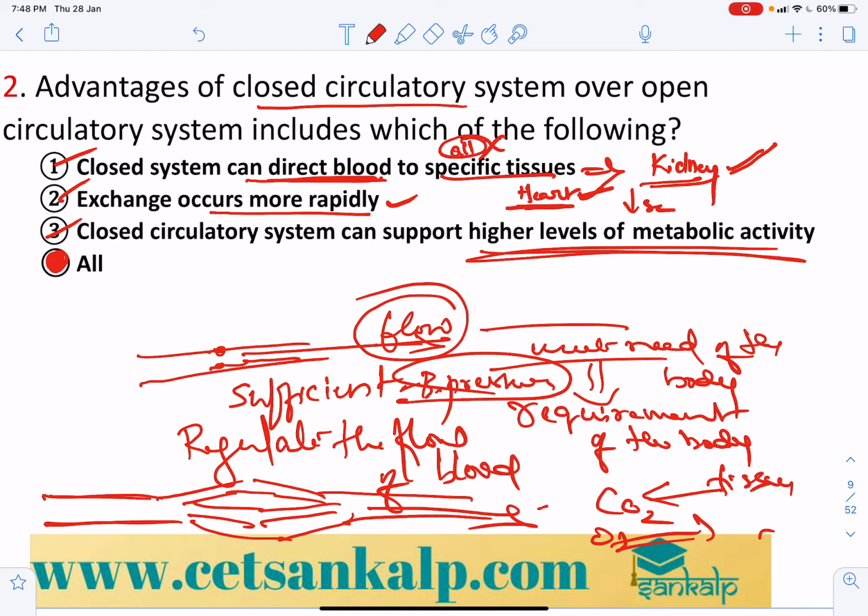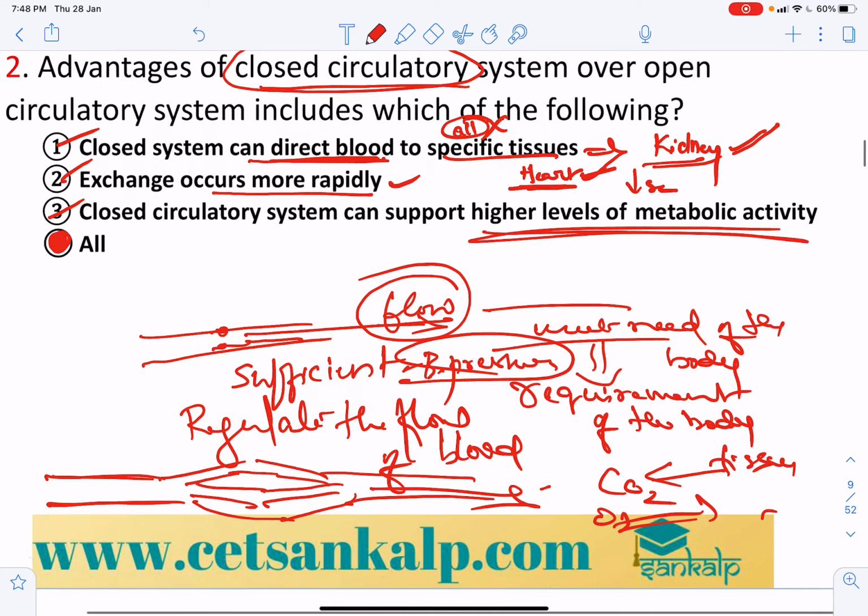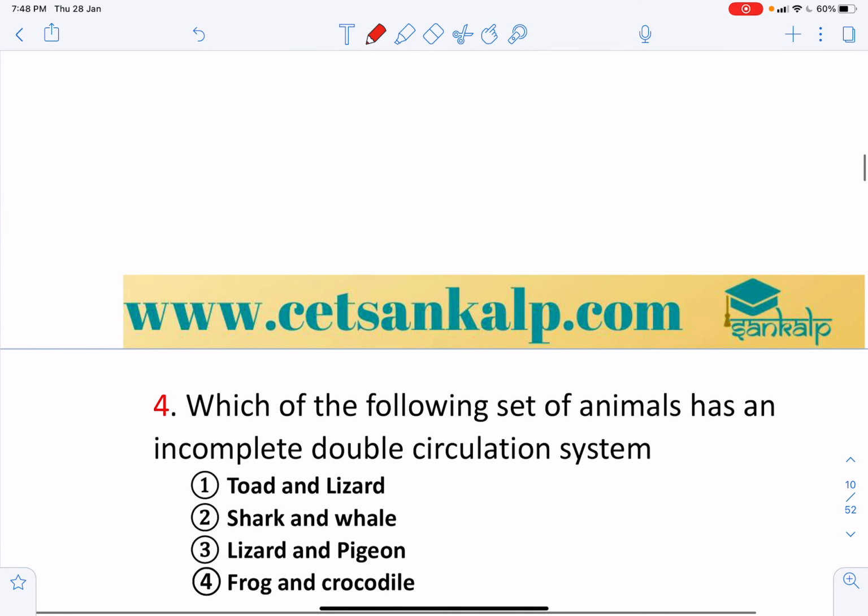So in open circulatory system, what is the advantage? There is none, because it won't generate sufficient BP, or you can say it won't maintain a rapid flow. Blood flow will be very slow. Hence, closed circulatory system is highly advantageous compared to open circulation.